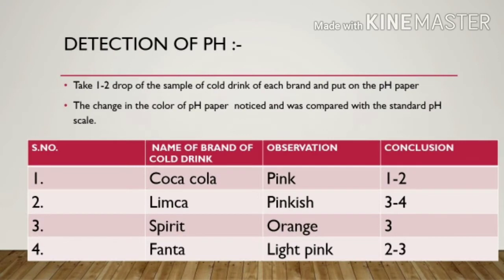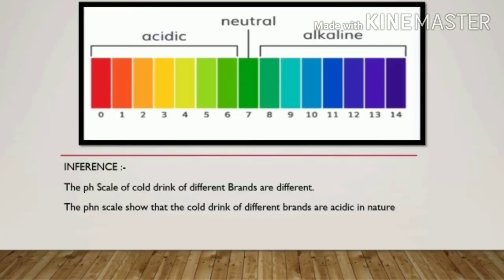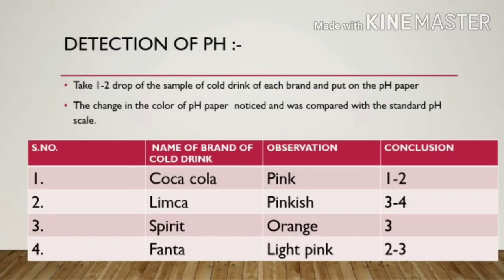Detection of pH. The pH paper is used to detect whether the solution is acidic or basic in nature. So, to detect the nature of the cold drink, first we take 1 or 2 drops of the sample of the cold drink of each brand and put it on the pH paper. The change of color of the pH paper is noticed and compared with the standard pH scale, as you can see on my slides. Then you can easily compare the pH levels of the different brands of the cold drink.